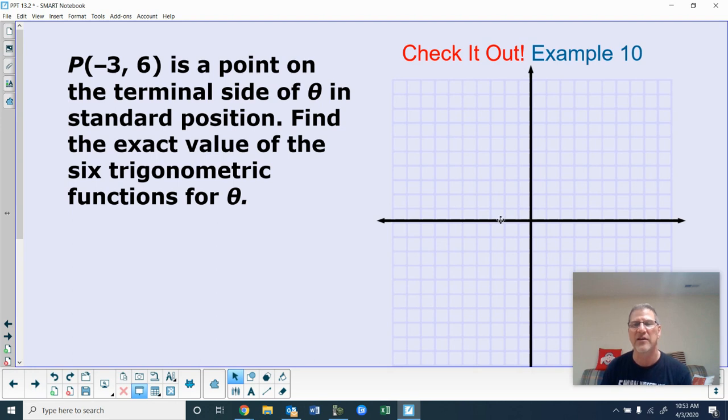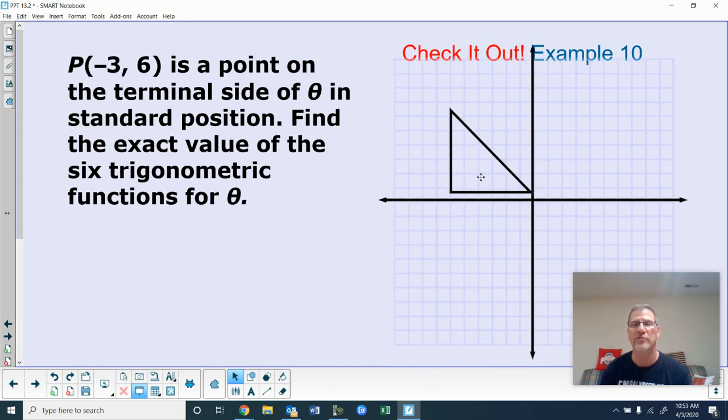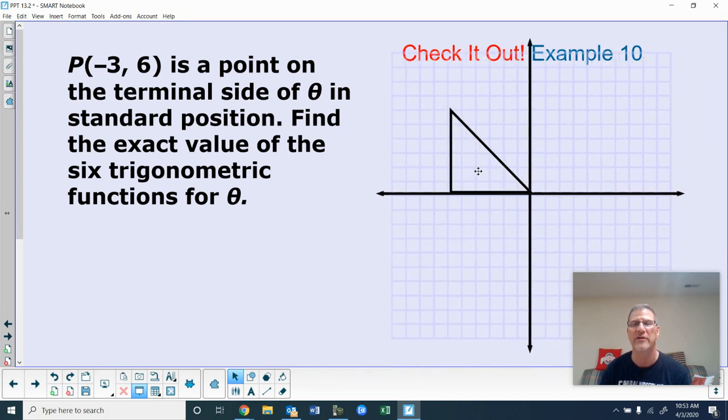Okay, so here's another one. It's in the second quadrant again, -3, 6. I'm just going to draw it bigger and then label the sides for you. Let's make it look a little bit nicer. All right, so there's our right triangle. Okay, we'll label it. The x is -3, and the y is 6. There's our right angle, always on the x-axis.